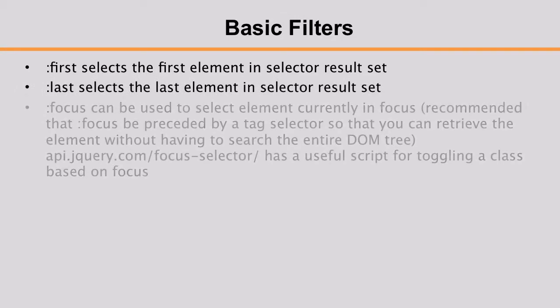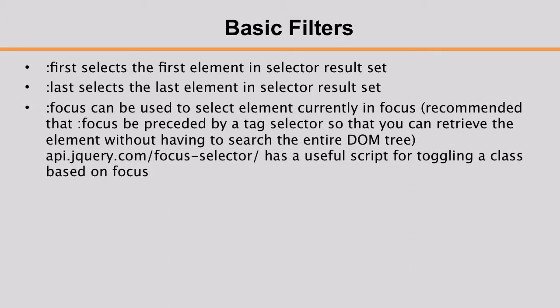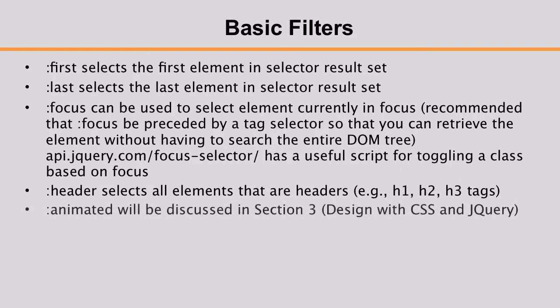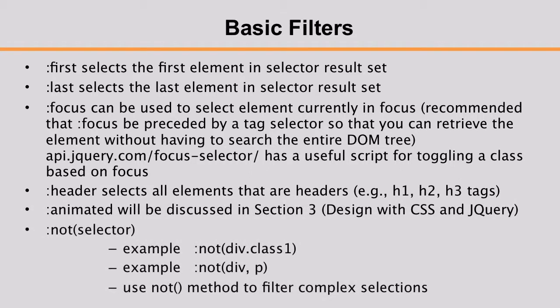Focus can be used to select the element currently in focus. Focus should be preceded by a selector so that the entire DOM tree does not have to be searched. Note the jQuery API page for focus selector. It has a very useful script in the example section for toggling classes based on focus. The header filter selects for all header tags, and the animated tag will be discussed when we look at design with CSS and jQuery.